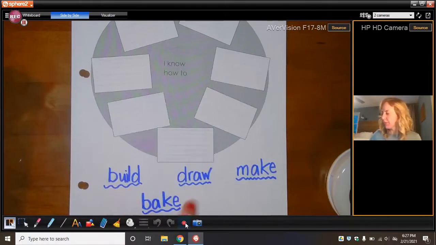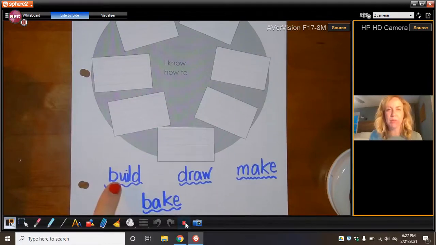So take a minute and put these four words at the bottom of your page. Build. Do you know how to build a snowman? Do you know how to build a sandcastle? Do you know how to build a tower? Draw. Do you know how to draw a heart? Do you know how to draw a person? Do you know how to draw fancy lines?